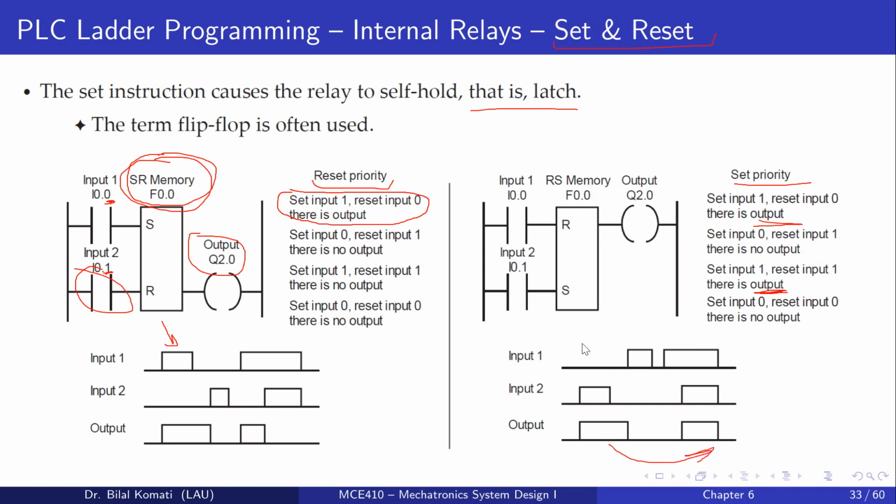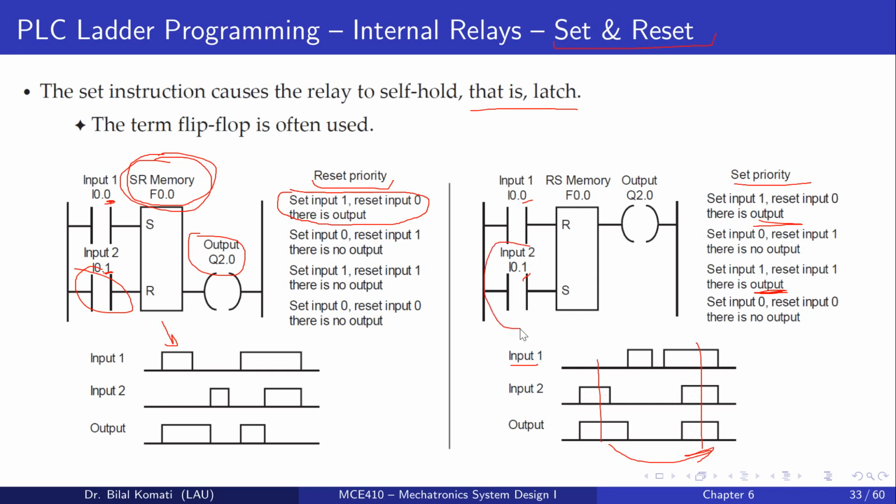The case when input 1 and input 2 are at addresses 0 and 1. If we set input 1 and input 2 is reset, it will be, sorry, if we set input 2, we will have an output. And if we set input 2 and also set input 1, there will be an output. So in these two cases we have the output. It depends really on input 2. So this is the idea.